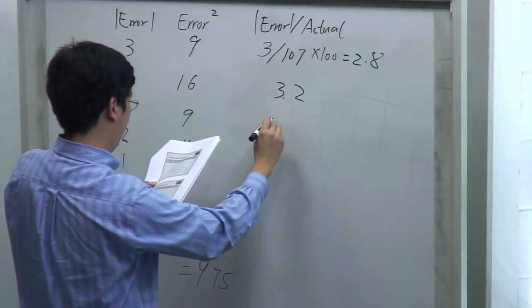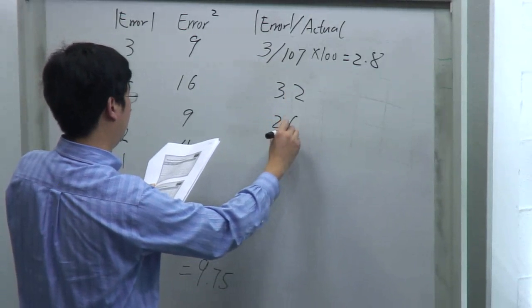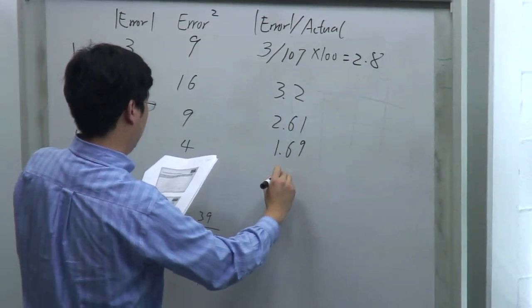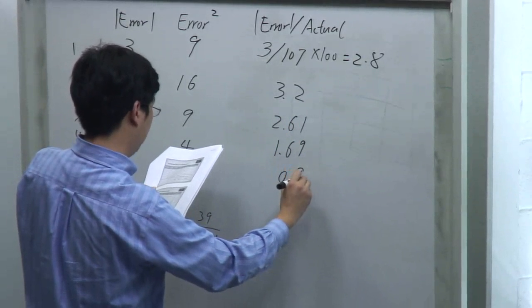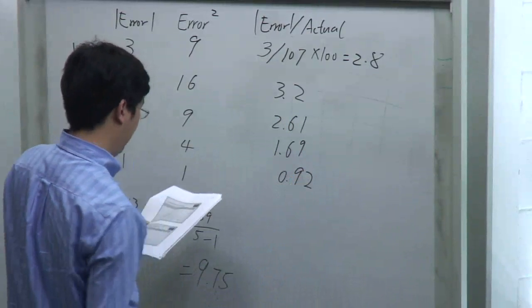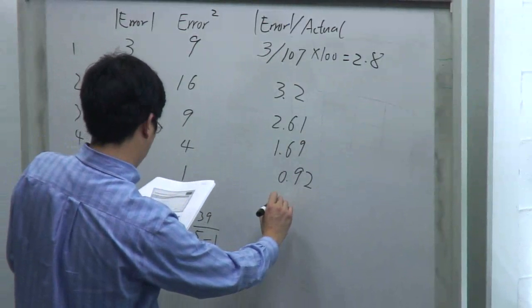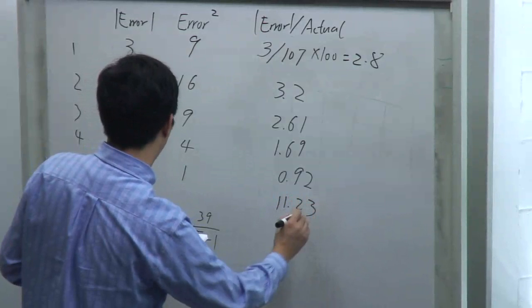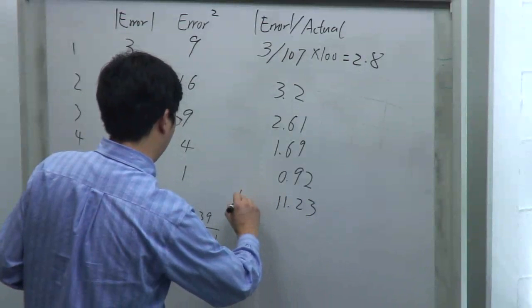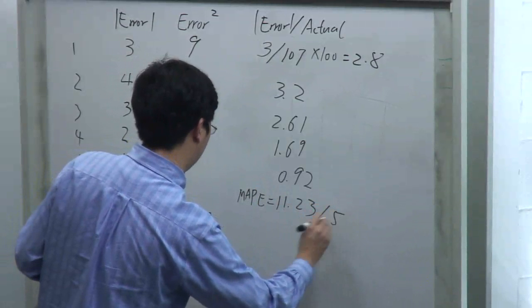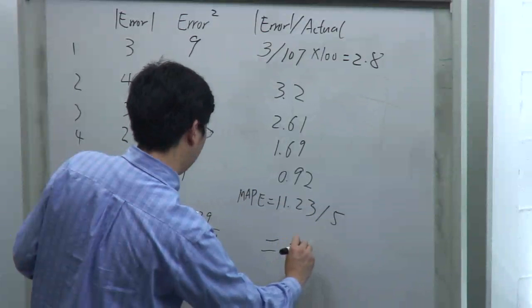Third one, 1.69. Then 1.92. Yep. Okay. So Jonathan, what is the summation of these numbers? It's 11.23. Divided by 5, which is equal to 2.244.